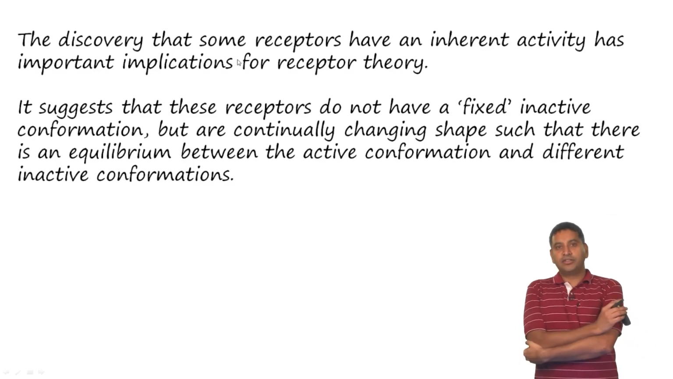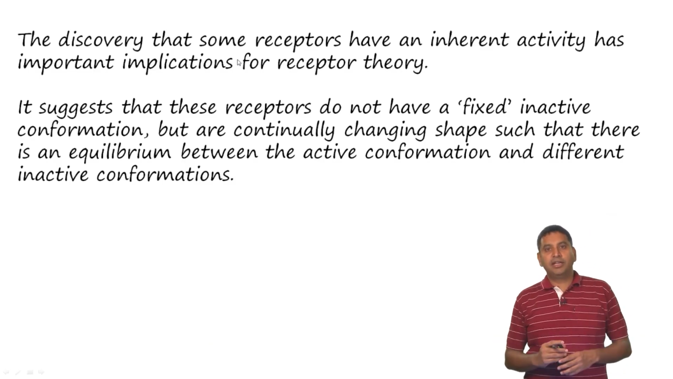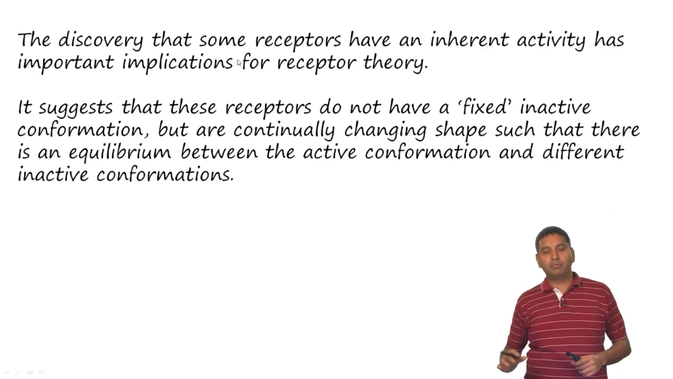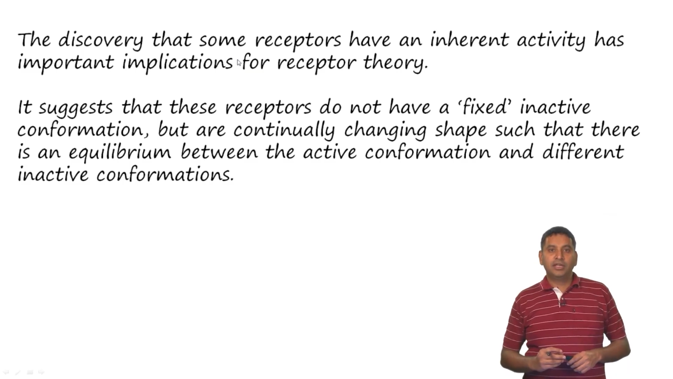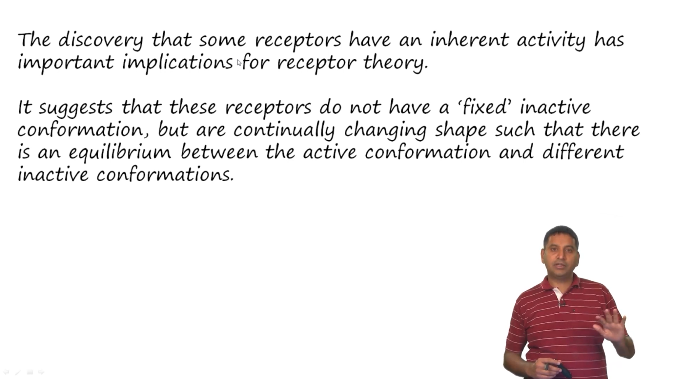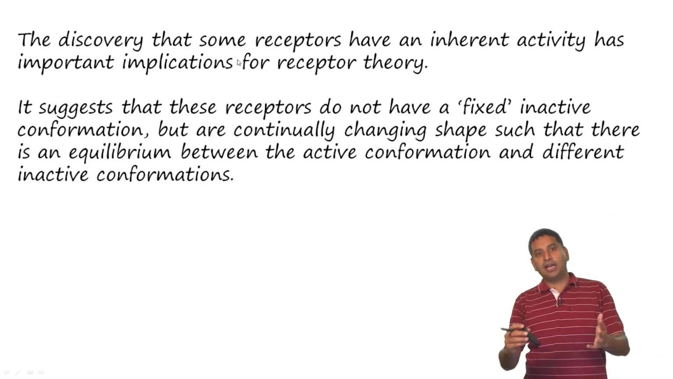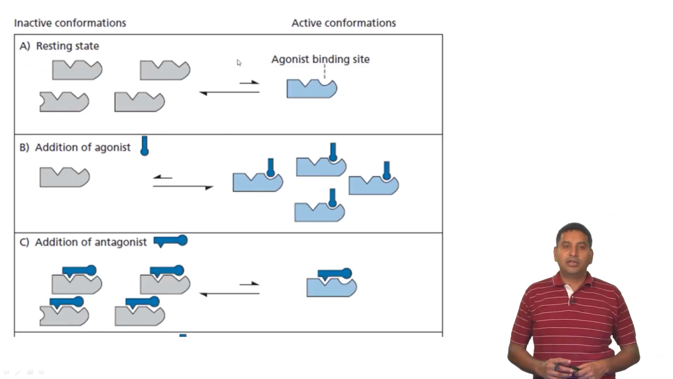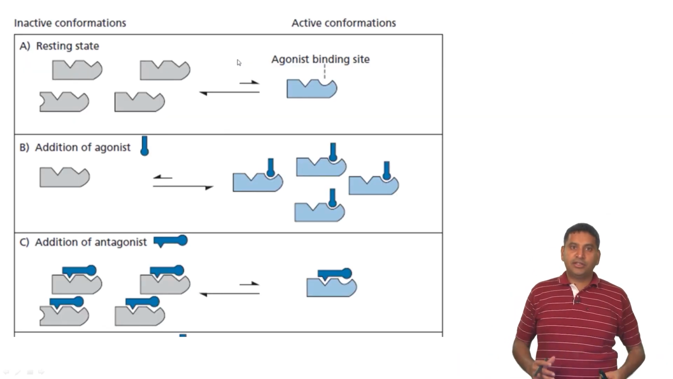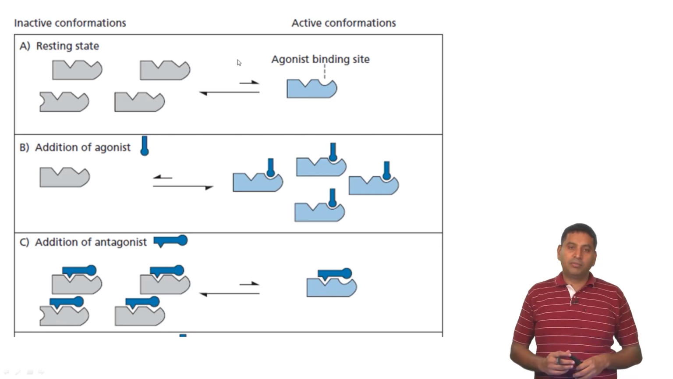The discovery that some receptors have an inherent activity has some important implications in receptor theory. It suggests that these receptors do not have a fixed inactive conformation, but are continually changing shapes such that there is an equilibrium between the active conformation and the different inactive conformations. Now, in order to understand this, let us look at some cartoons.